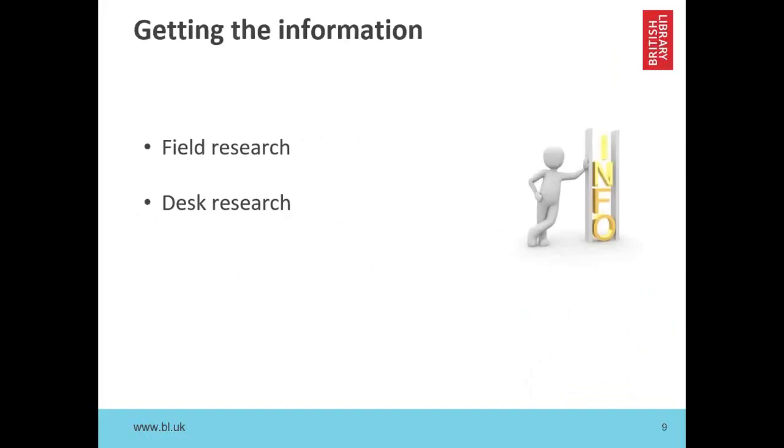So how do you get this information? Well, there's two methods of getting the information. They're the main categories of research: field research and desk research. And we're going to take a look at what these are.